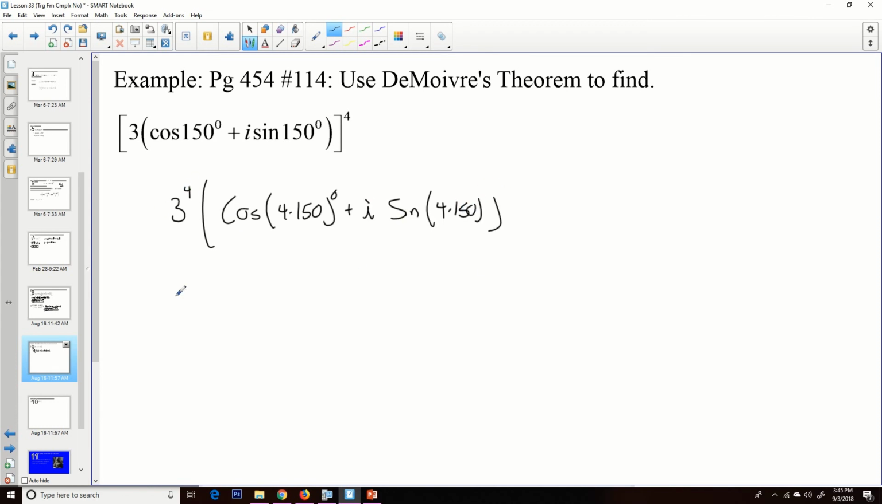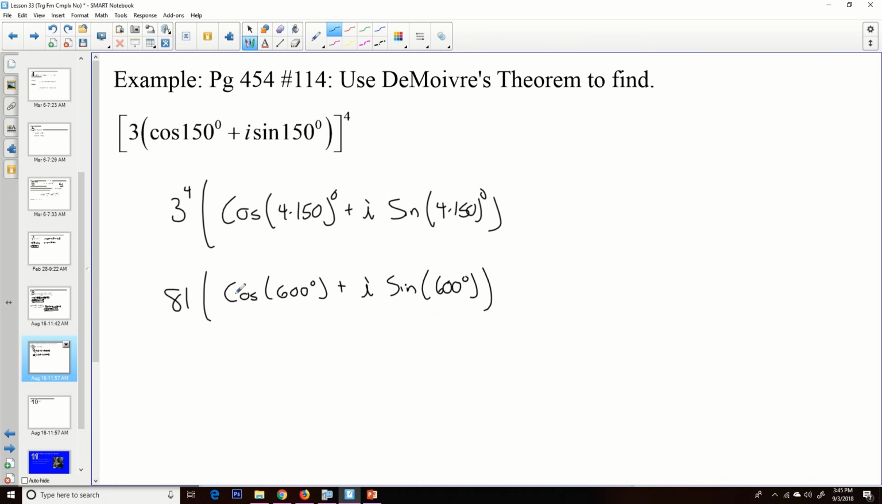And so 3 to the 4th power is 81. And there's still degrees there too. Let's see here, 4 times 150, so 300, 600. So we have the cosine of 600 degrees plus i sine 600 degrees.